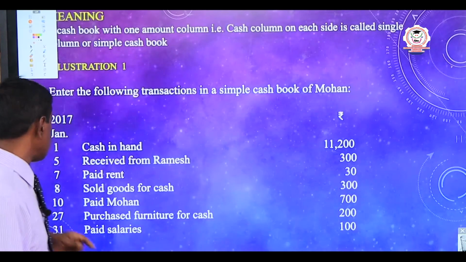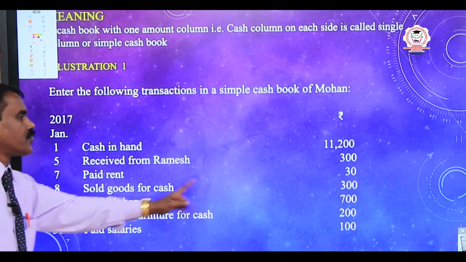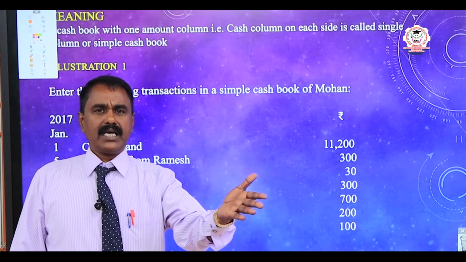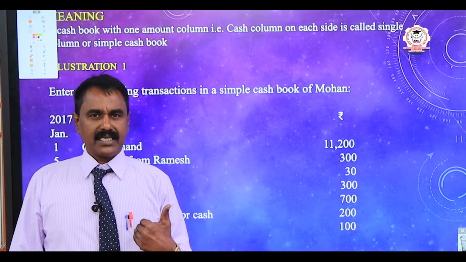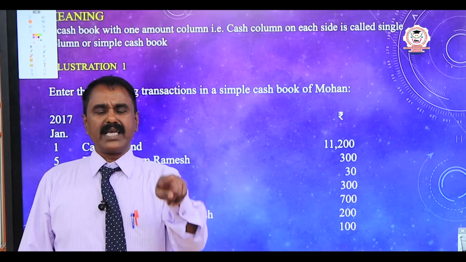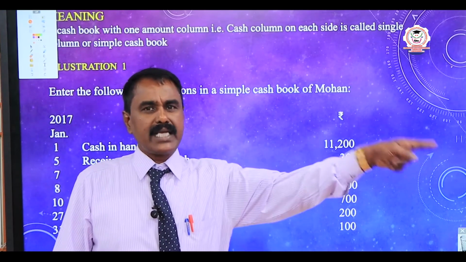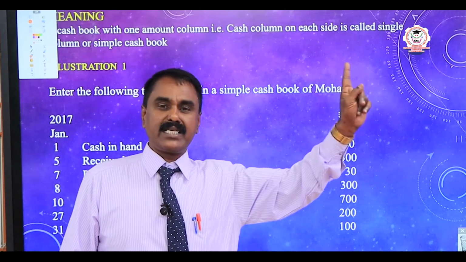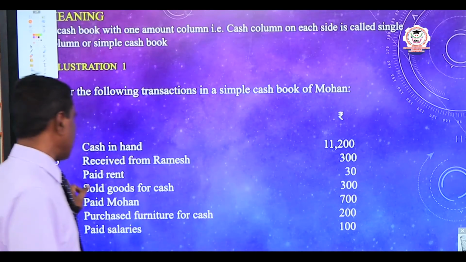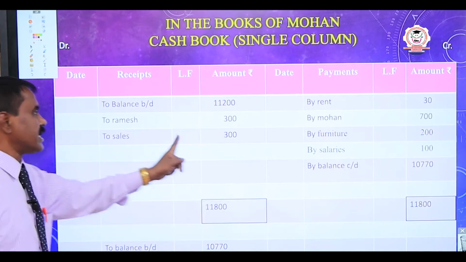Fourth item is January 8th, sold goods for cash. We sold goods and we are getting cash. Cash is coming into the business. Debit what comes in. Cash account Dr. to Sales. Cash is debited in the journal, so it will come to the debit side by writing To sales 300.